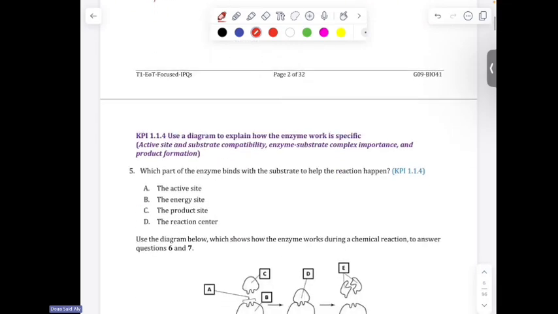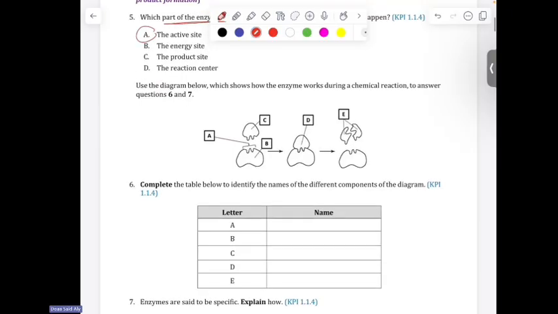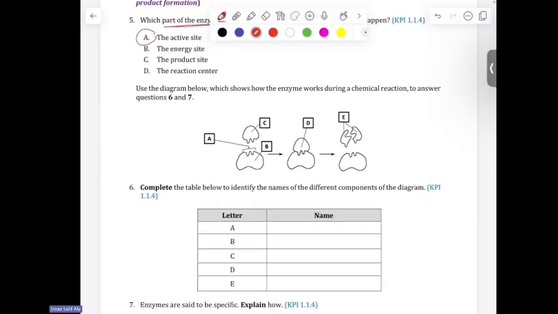Then number five. Number five, which part of the enzyme, okay, binds with the substrate? They are asking which part of the enzyme binds to the substrate. خلاص احنا عارفين, the active site. Then this diagram, again, my advice, okay, label the diagram first, then transfer your answers to the table down. Here, let's start with A. A. Look at the arrow.